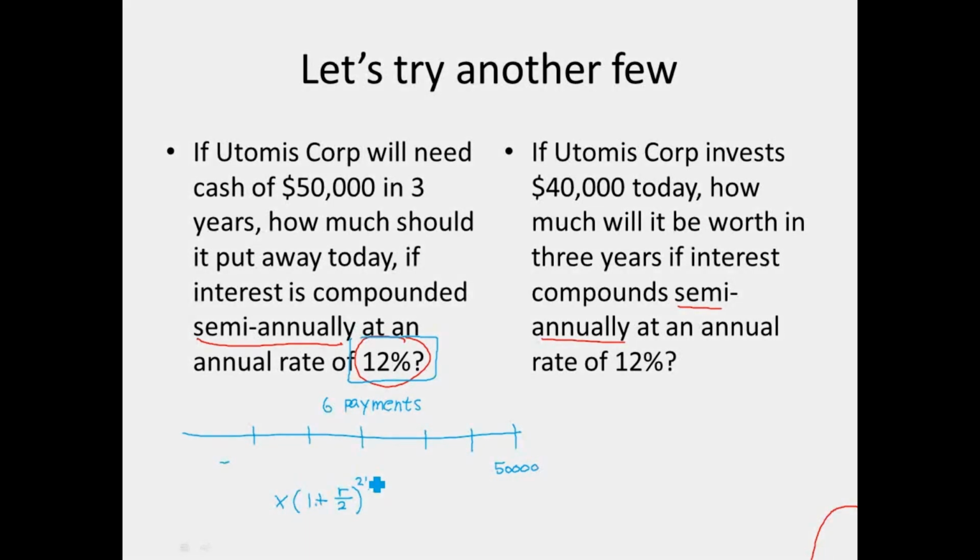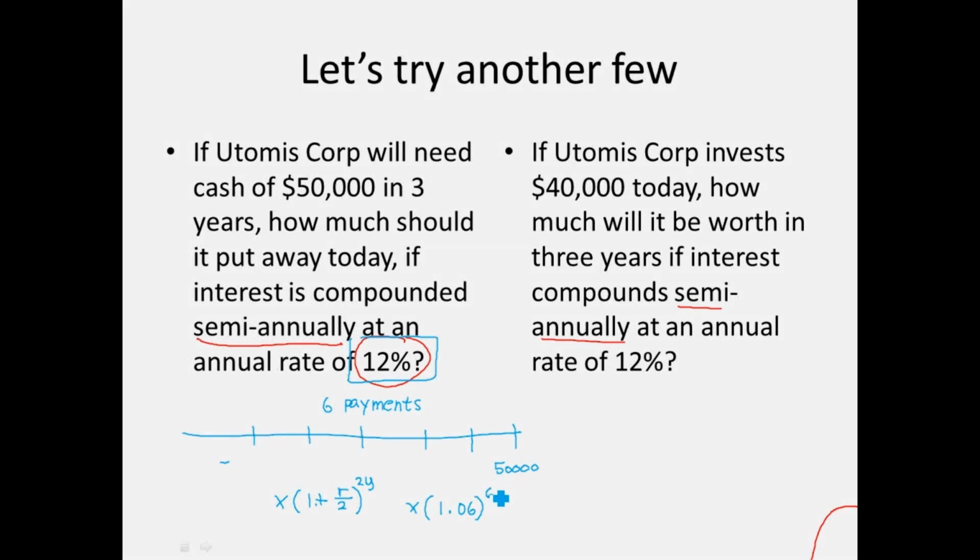So in this sense, I have x times 1.06, but it's also raised to the 6. And it's just totally coincidence that this is a 6 and that is just completely arbitrary. Don't think that they're in any way related. I have 3 years, but 6 semi-annual periods.